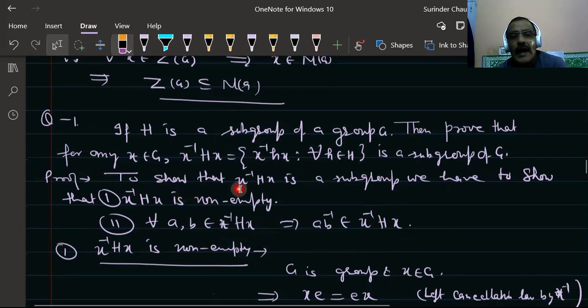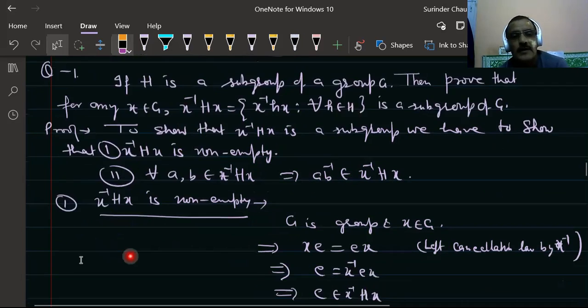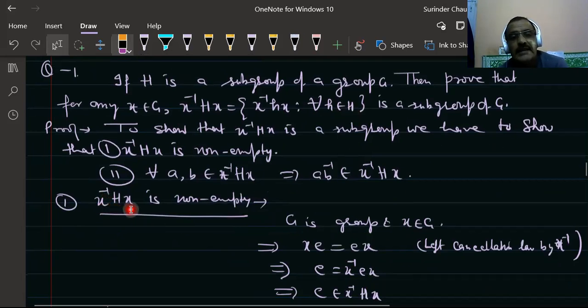To show that x inverse Hx is a subgroup, we have to show that number one, x inverse Hx is non-empty. Second, for all a, b belonging to x inverse Hx, ab inverse belongs to x inverse Hx. The first part is that x inverse Hx is non-empty.